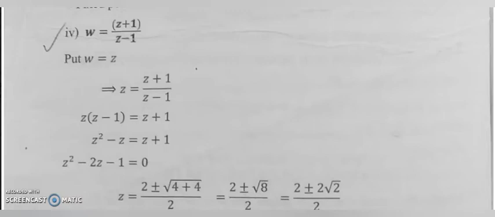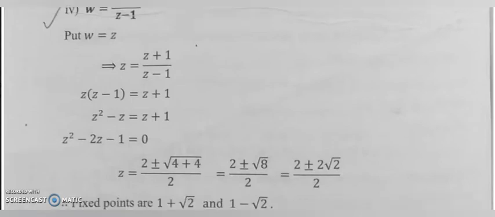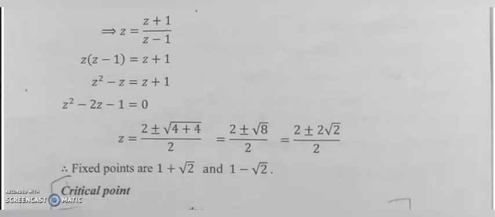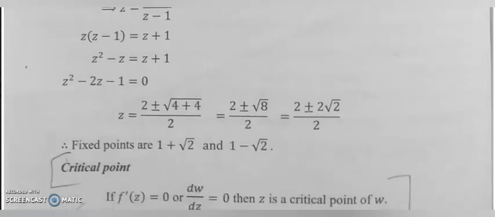Similarly, you can try the next question. Okay, you can try this on your own. Taking W is equal to Z, finding Z value, either you can factorize it or you can use this formula: minus b plus or minus root of b square minus 4ac by 2a.